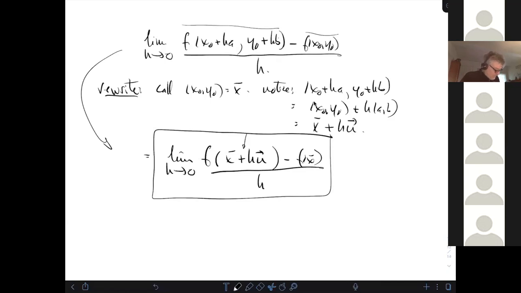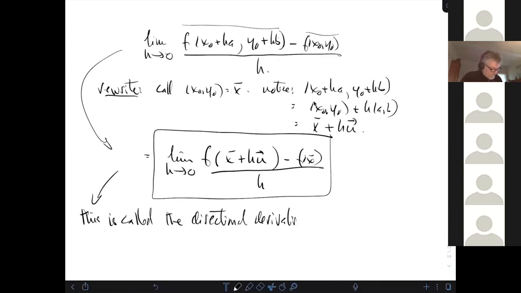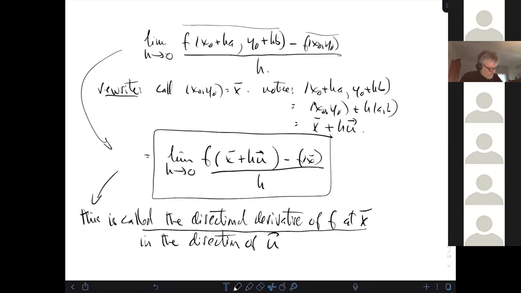So this is called the directional derivative of f at x bar in the direction of u. That's exactly what you're looking at. Okay, so that's the formal definition.